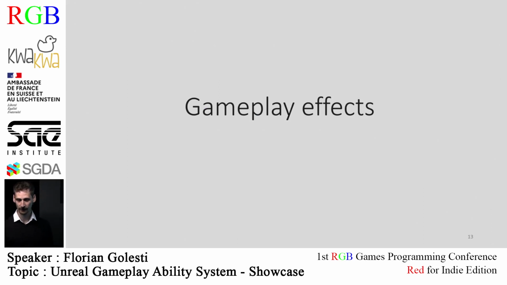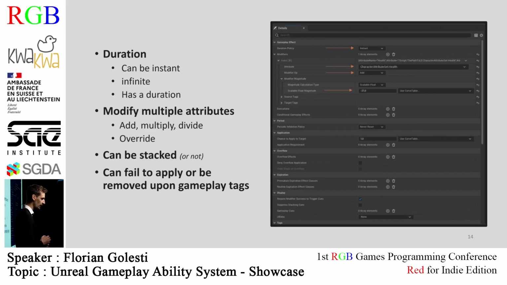Okay, so we have our character with the component ready, and we have our attributes. Now we want to add a buff or give some hit effect. And for that, we have gameplay effects. Gameplay effects are mainly blueprints that are data only, so you don't have to write code, you just have some data to tweak. The main data is the duration.